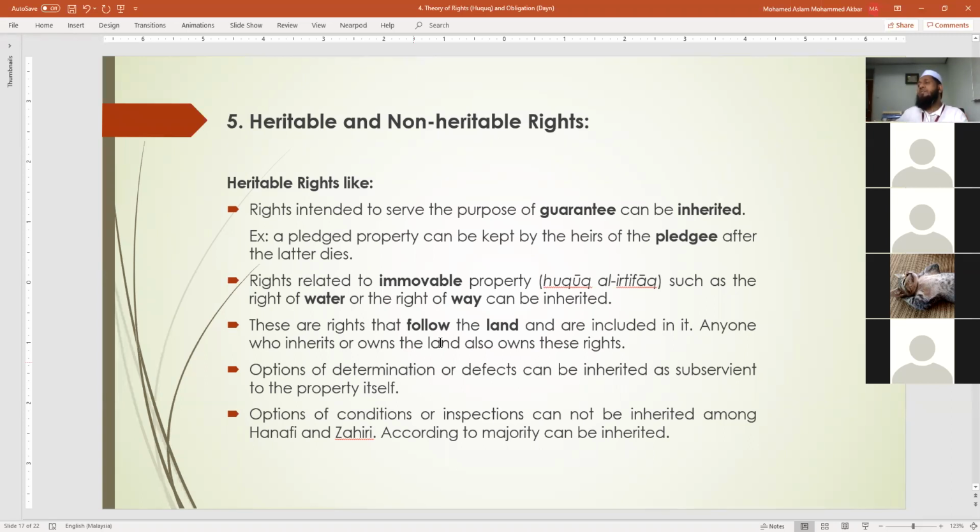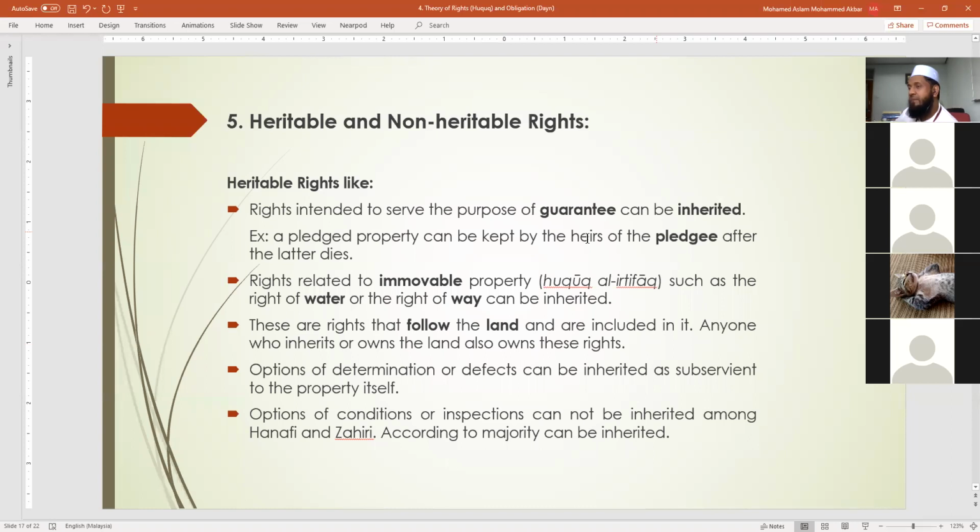Options of determination, or defects, can be inherited as subservient to the property. For example, you bought a product with an option, khayar. Let's say I bought a phone which I can use, but I have to return it within one week if there is a problem, right? Suddenly on the second day I passed away, then my phone goes to my child. My child found the problem on the third or fourth day, so he can go back and return it, because he can also inherit that.